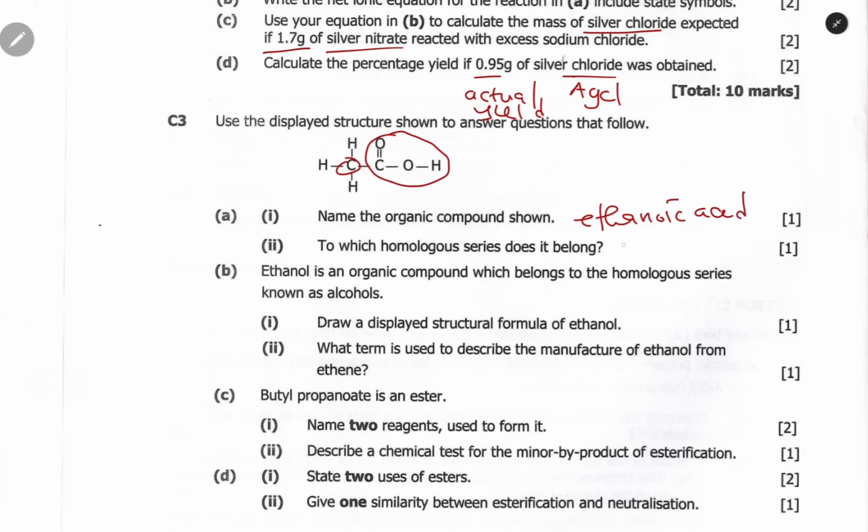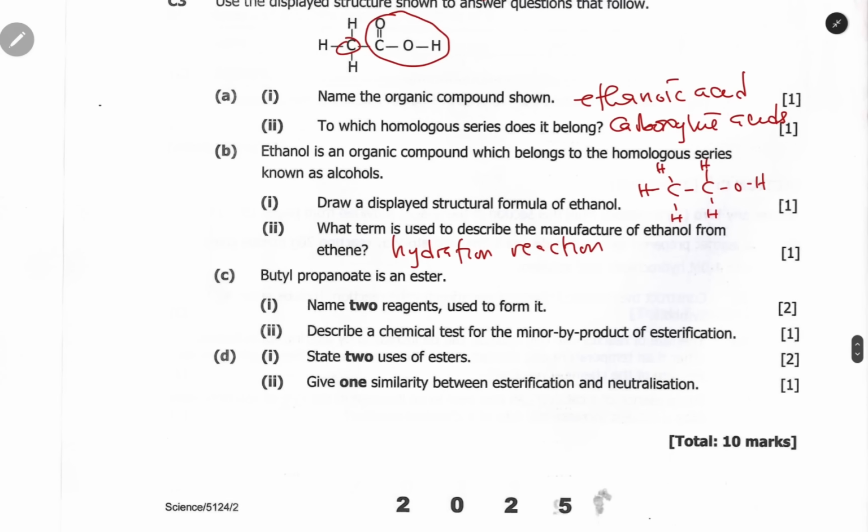To which homologous series does it belong? Carboxylic acid. Ethanol is an organic compound which belongs to the homologous series known as alcohol. Draw the displayed structure of ethanol. So ethanol has two carbon and of course OH. So this is how you look at it. Okay, so that is the structure. What term is used to describe the manufacture of ethanol from ethene? That is the hydration reaction.